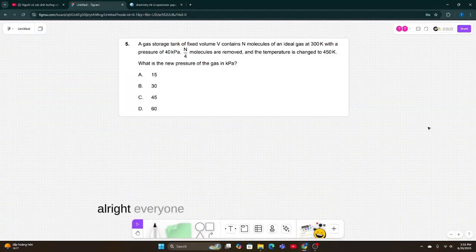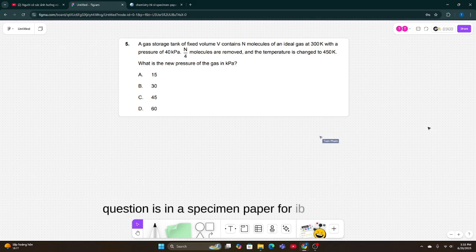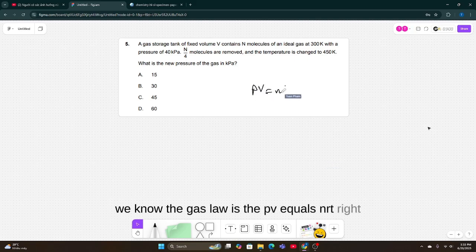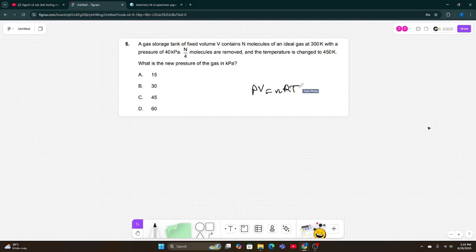All right, everyone. Today we're going to go back with a very interesting question. It's in a specimen paper for IB chemistry HL. This is an HL level, but this question can also be placed in an SL, which is standard level. So it's a stoichiometry problem regarding the gas law. Most of the time, we know the gas law is PV equals nRT, right? Most of us know that.